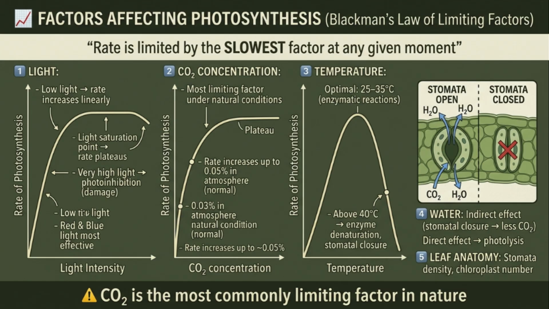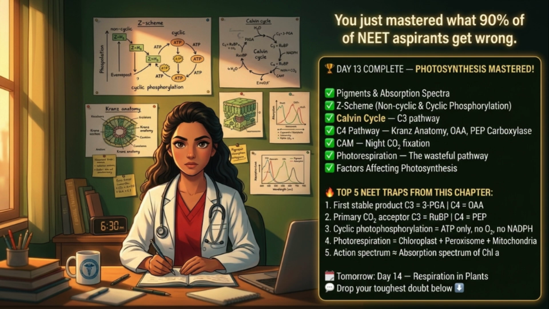Factor 4. Water. Water has both a direct and indirect effect. Directly, it is the substrate for photolysis in the light reactions. Indirectly, water stress causes stomata to close, reducing CO2 availability. Remember, at any given moment, the single most limiting factor determines the overall rate. And that is photosynthesis in higher plants.